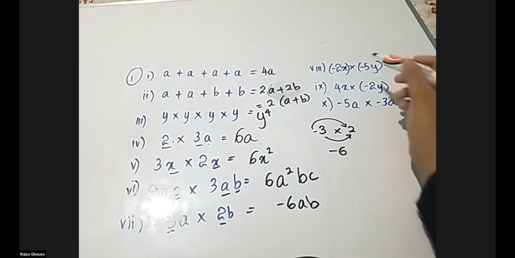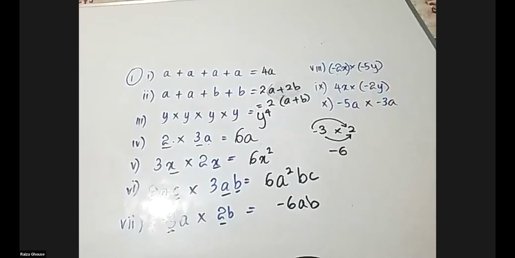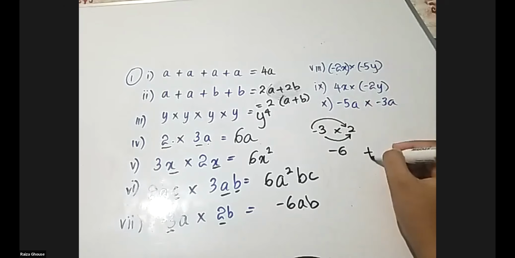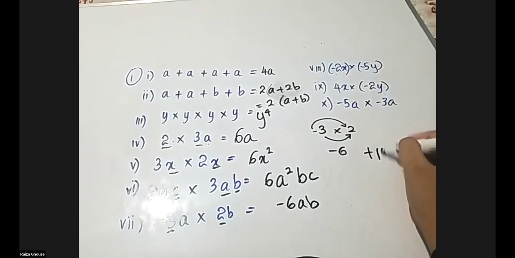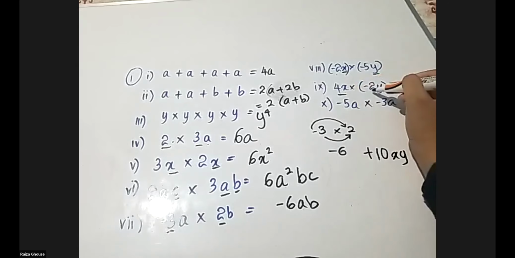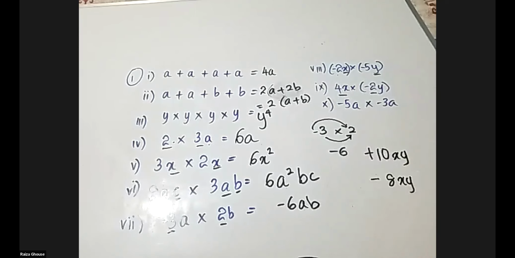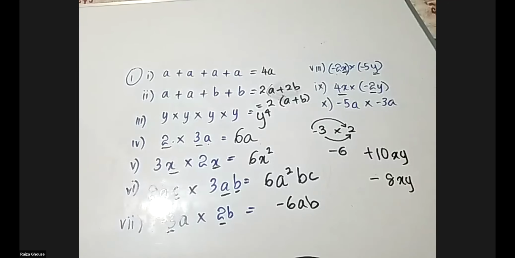Now let's go to the next one. Look at this one, children. -2 into -5. I told you, if you are multiplying the same symbol, negative into negative will be positive. 2 times 5 will be 10, and x multiplied by y will be xy. Now here, 4 multiplied by -2. If you are multiplying different symbols, your answer will come as negative. 4 times 2 is 8, and x multiplied by y is xy. Make sure you mark your book honestly. That is the most important thing.